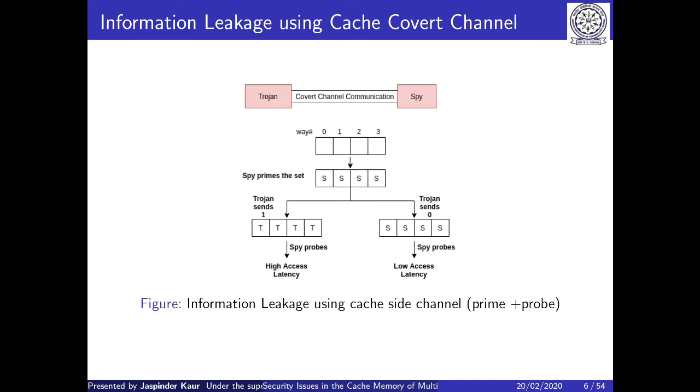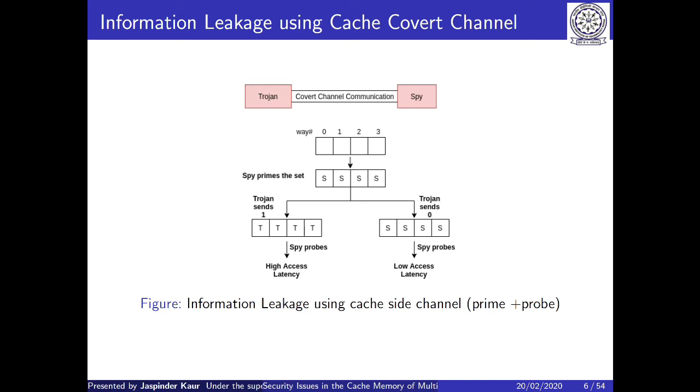So through this indirect method, Trojan can send information, either binary 1 or binary 0, to the spy. If there is information which is a string of binary 1s and 0s, then repeating this step again and again, a complete secret information can be passed from Trojan to spy through this covert communication channel.